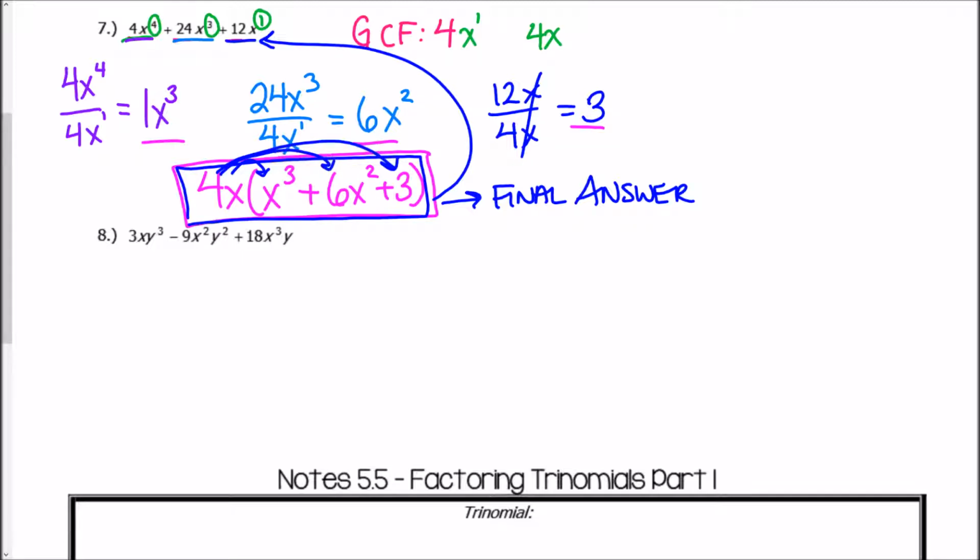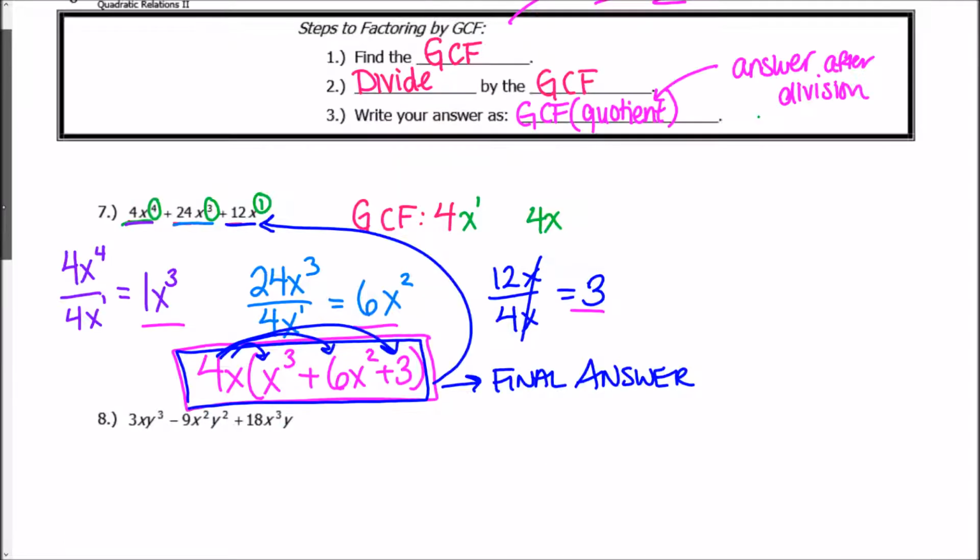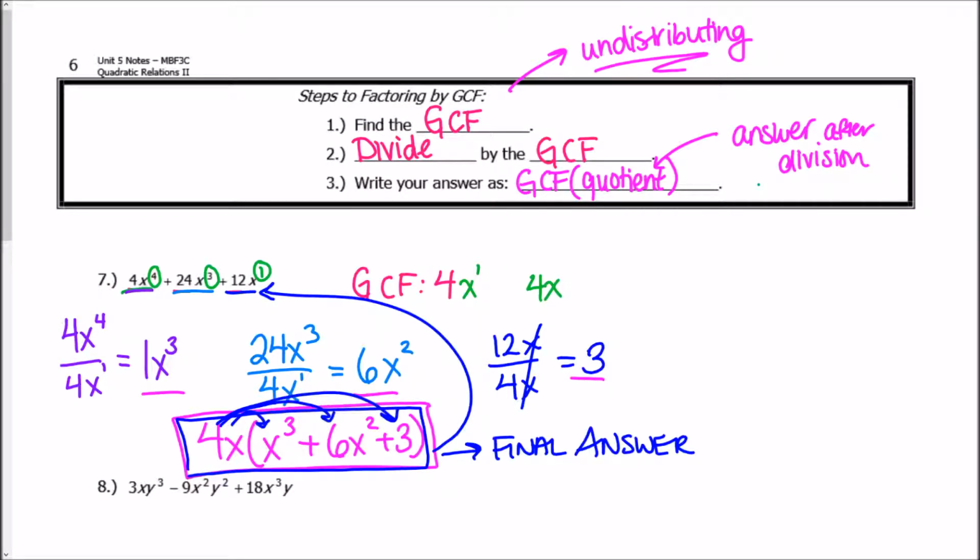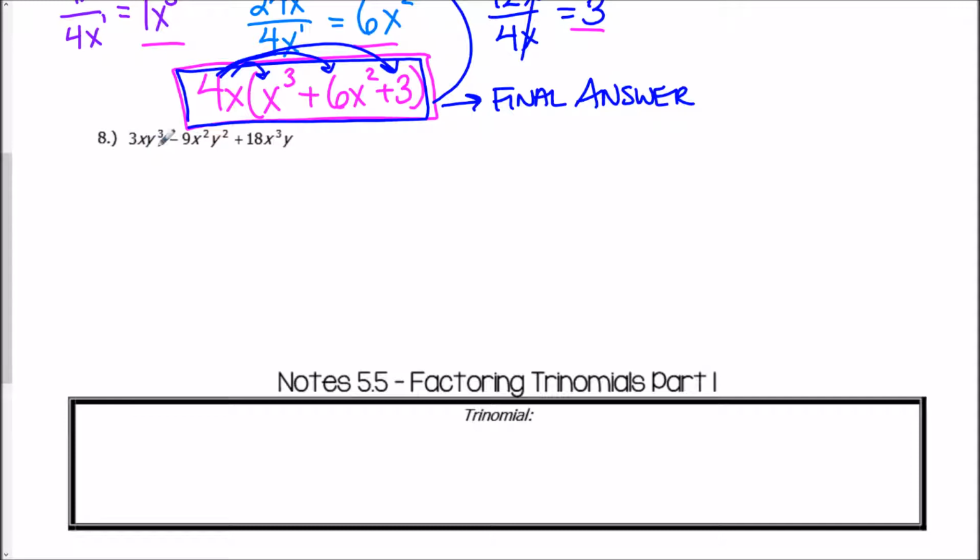Okay, so step 1 is still to find the GCF. I'm going to look at all of my coefficients and see what's the largest number I can divide 3, -9, and 18 by, and that number is 3. Then I've got x to the power of 1, x to the power of 2, and x to the power of 3, and the lowest number between 1, 2, and 3 is 1. So this will be 3x to the power of 1.